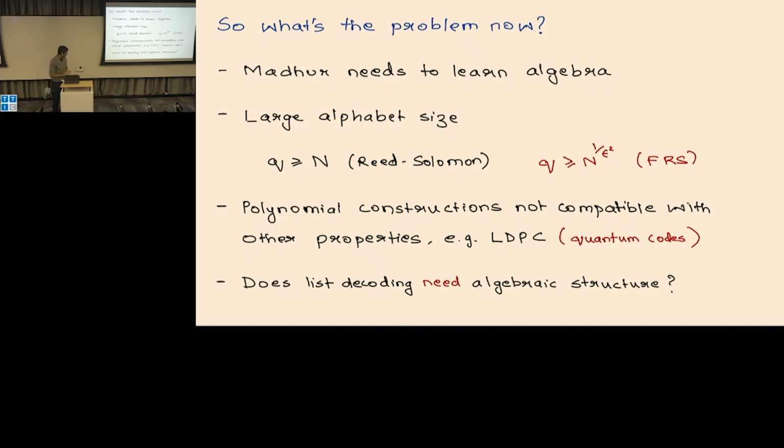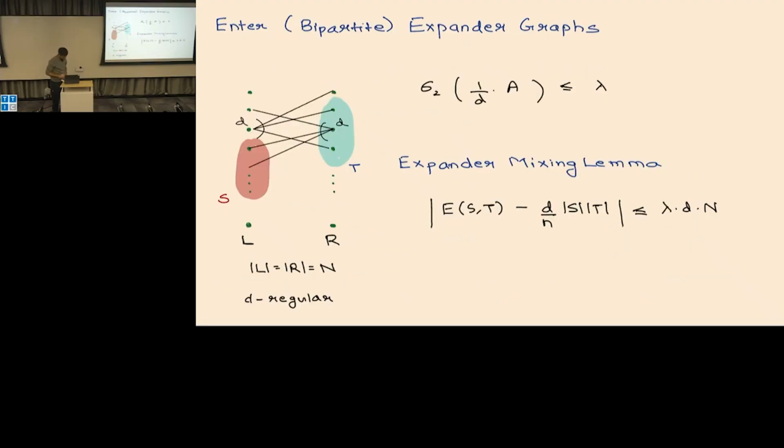And the third point, which I think of more as a philosophical question, is: do we really need algebraic structure for list decoding, particularly beyond the Johnson bound, where there are all these constructions relying on algebra? And the answer will be no, as you might have guessed from the way it was phrased, and we'll go beyond it using expander graphs. So let me remind you what expander graphs are, and then we'll talk about how to construct codes using them.